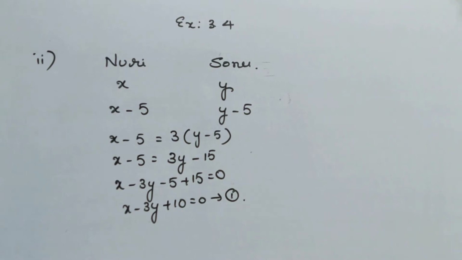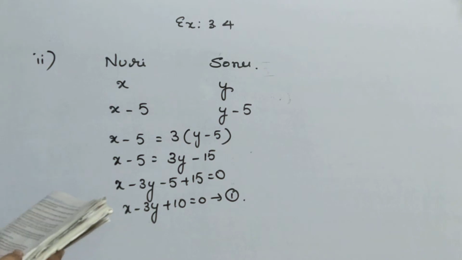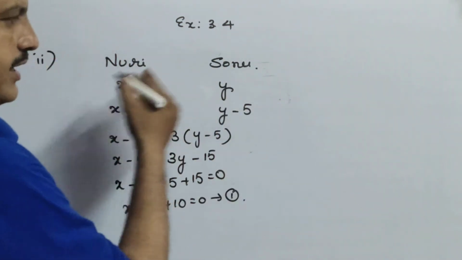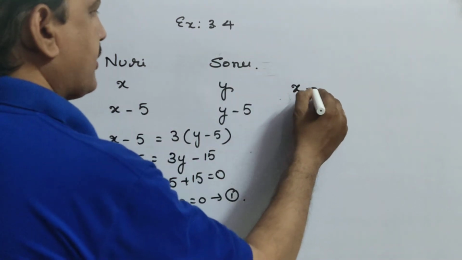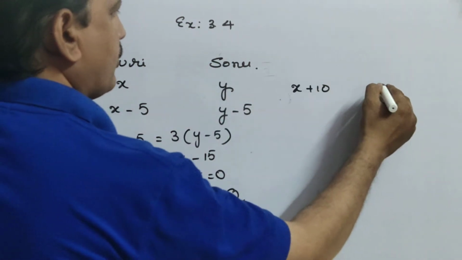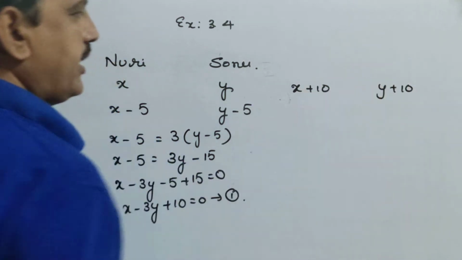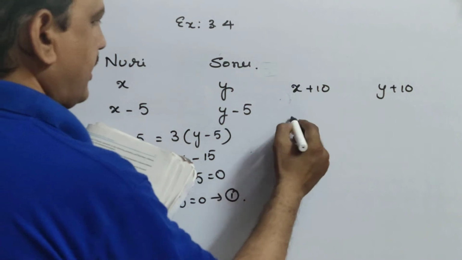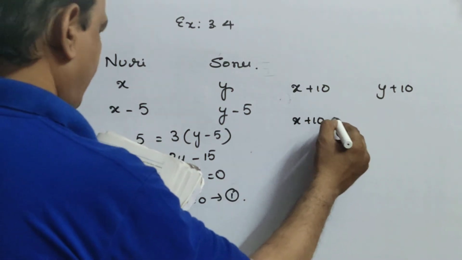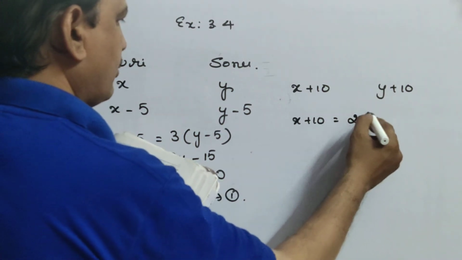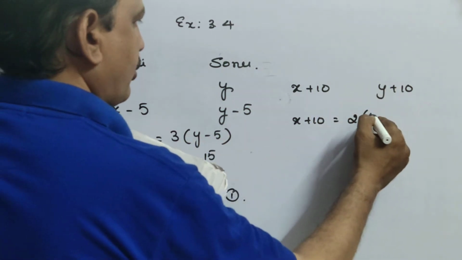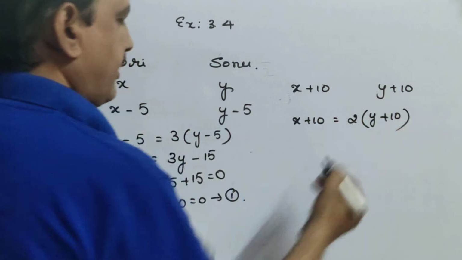Okay. Now coming to the second condition, 10 years later, 10 years after. That means present is x, 10 years after means x plus 10 and Sonu is y plus 10. So 10 years later what happened? Nuri will be, that means x plus 10 equals to twice, that means 2 times Sonu. So that is y plus 10.